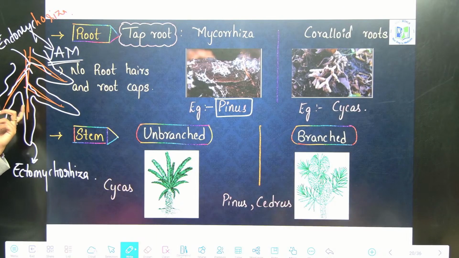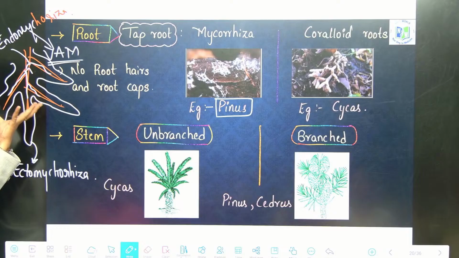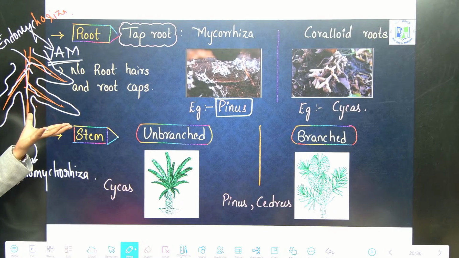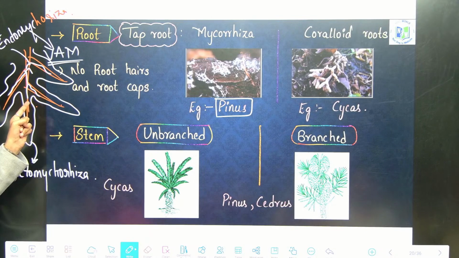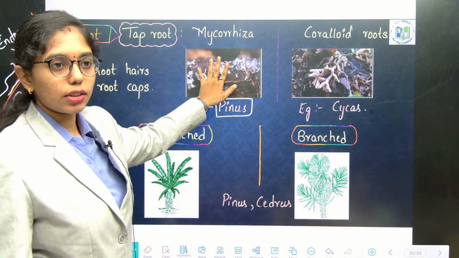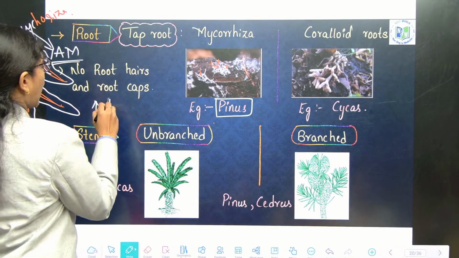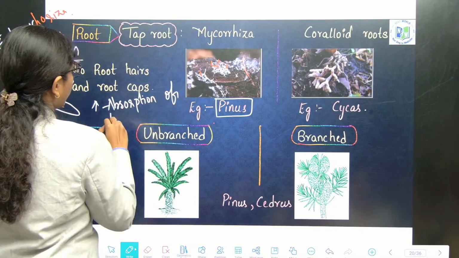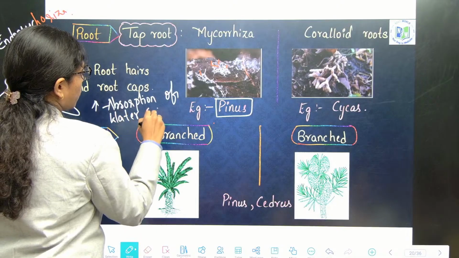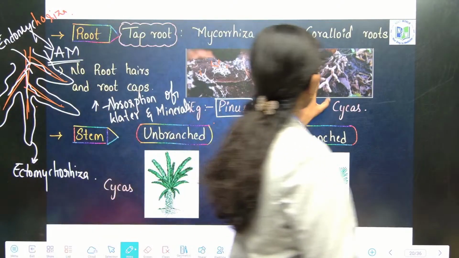What is the purpose of this symbiotic association? The associated fungi will extend the surface area of the roots, of the lateral roots. Thereby, it will increase mineral absorption and water absorption. What does the fungus indirectly get? Shelter over the roots. This is the mycorrhizal association observed in what? Pinus. What is the main purpose? To increase the absorption of water and minerals. Got it?